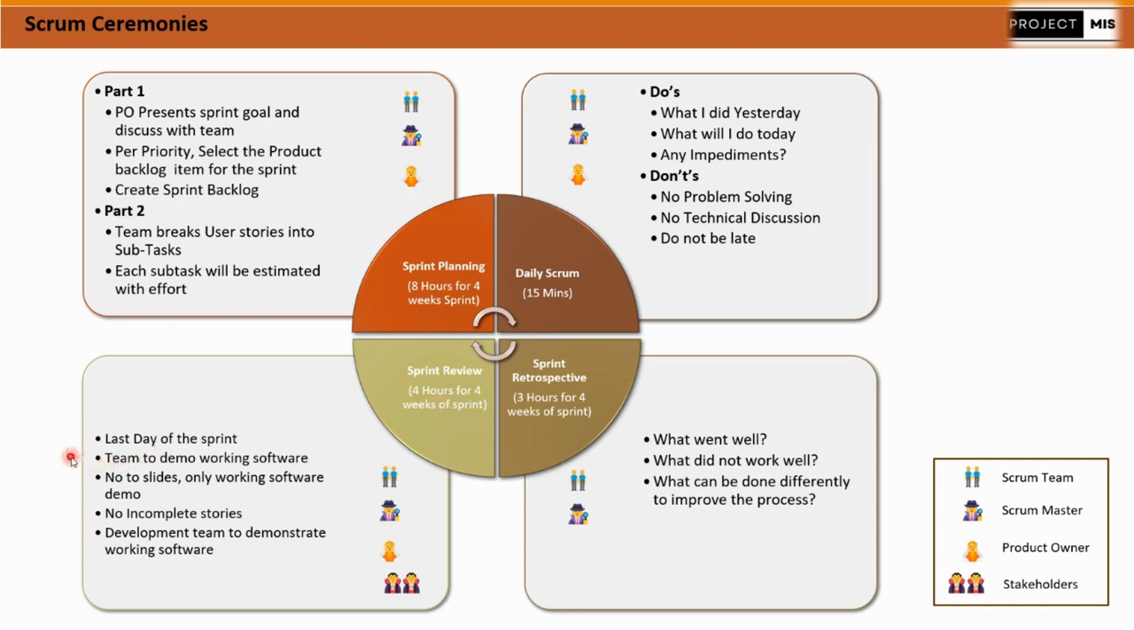Second point, team to demo working software. This is nothing but whatever development has been done. Someone has to share their screen, run the application, and show what development has been done. But before we do the demo, we have to give some summary: this is the sprint objective we started with, these are the list of stories the whole team has worked on during the sprint, and then we go and show the working software demo.